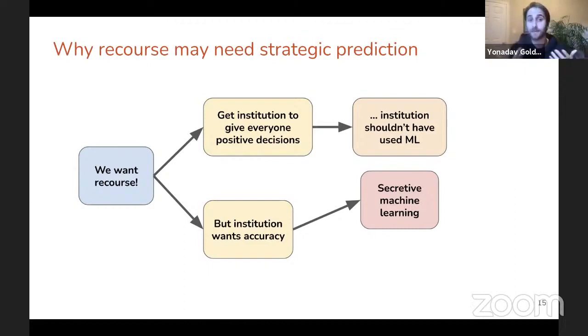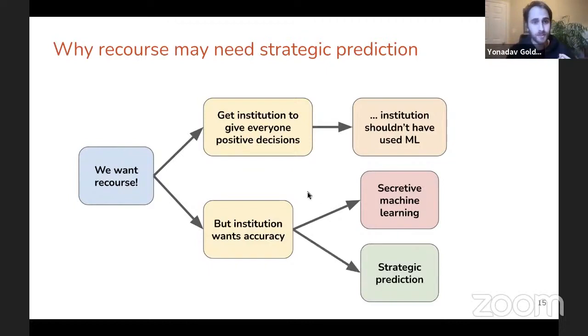So the benefit of strategic prediction is that it actually gives institutions a reason to make their model transparent enough that they will not receive harm from people gaming their system, and will allow people to get recourse while maintaining accuracy for themselves. And so it's actually kind of a way of bridging this gap. That's why individuals might want us to explore this direction of research, which we would hope because we are also individuals.